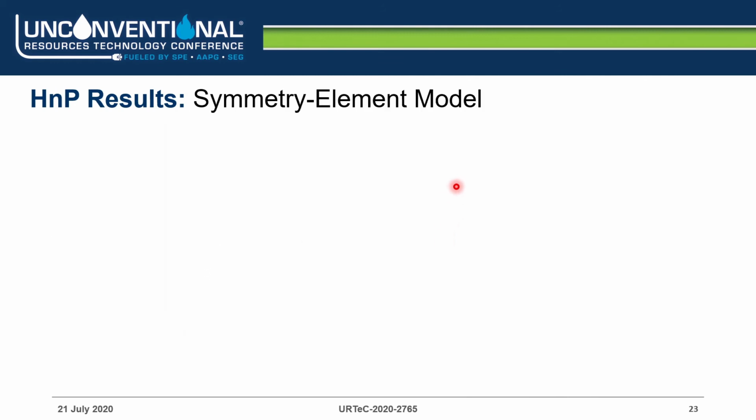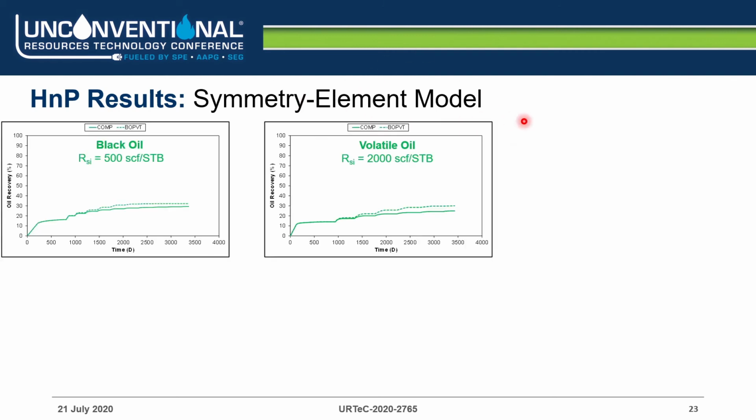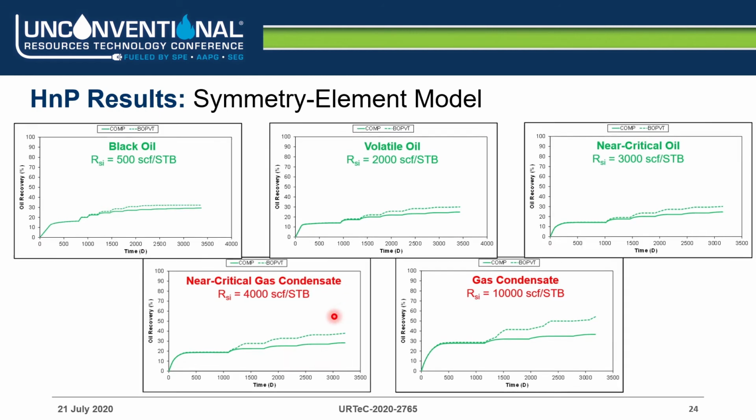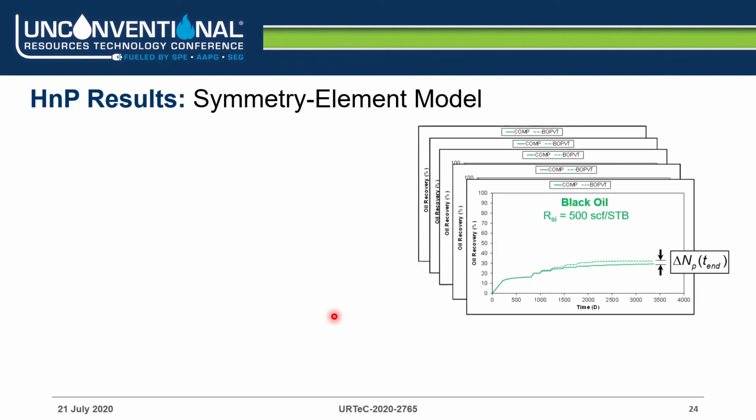So looking at some of the results for the symmetry element model, we're just going to show the simplest cases here. We have 3 oils and 2 gases, and we can see that in all cases the black oil PVT model overpredicts recovery, as expected. Now, what can we take away from this?